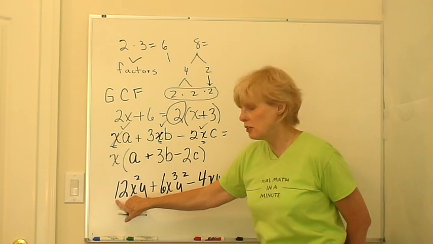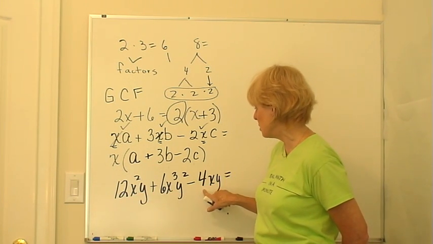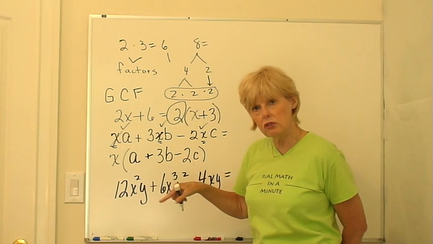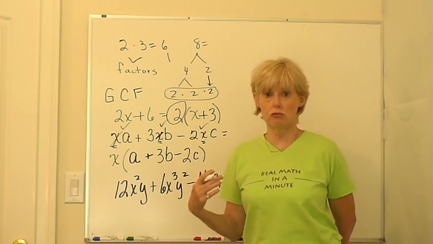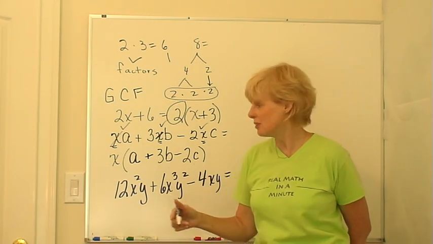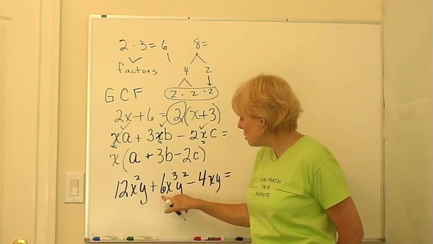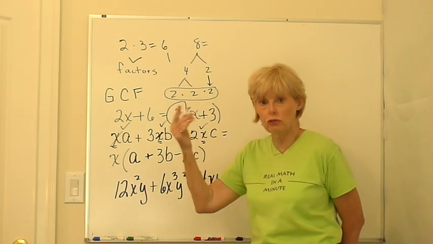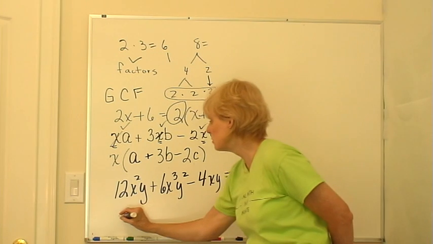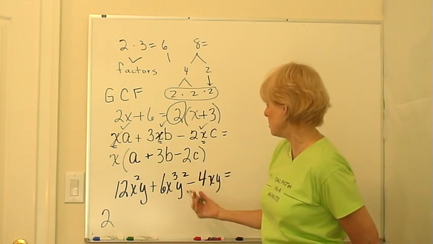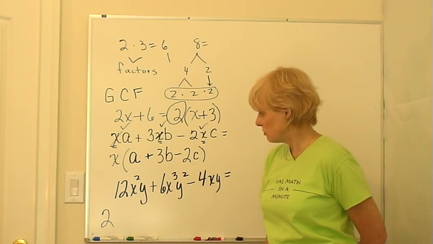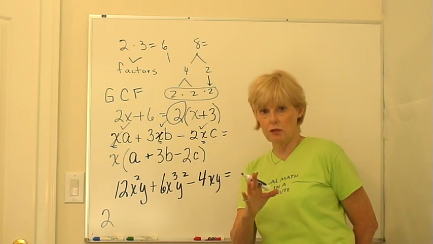Okay, so we look at just those numerical coefficients and we say, what number will go into all of those? In fact, what is the greatest number that will go into all those? So we say, okay, well, we'll go into 12, we'll go into 6, we'll go into 4, and we're like 2. 2 will go. And really, 2 is the only thing that will go into all of those. So that's our numerical greatest common factor.